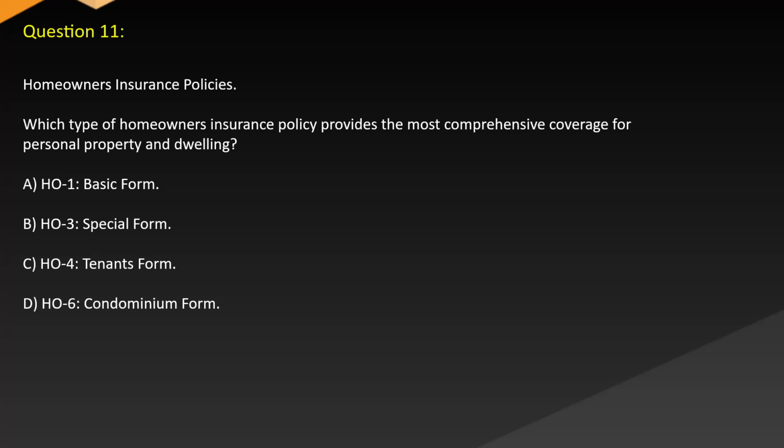Question 11. Homeowners insurance policies. Which type of homeowners insurance policy provides the most comprehensive coverage for personal property and dwelling? A. HO1, Basic form. B. HO3, Special form. C. HO4, Tenants form. D. HO6, Condominium form.